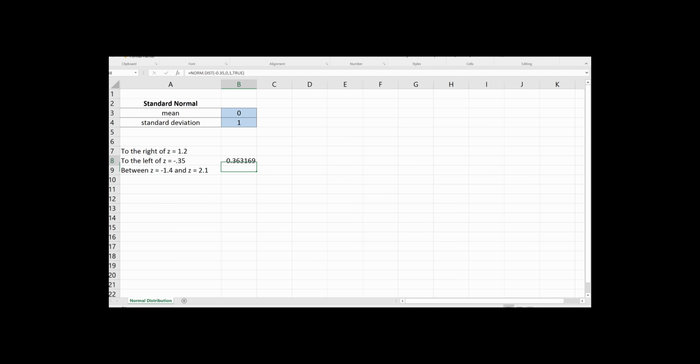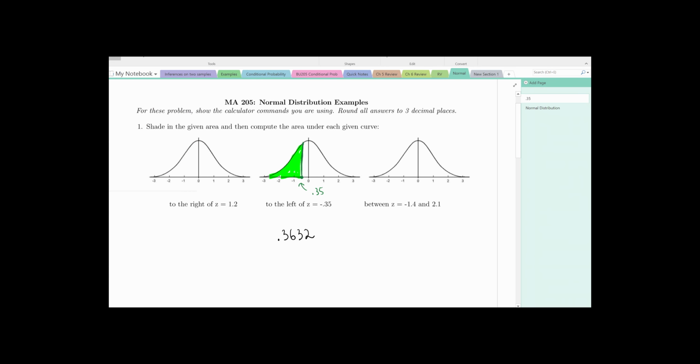But let me go back to this command right here. What is this command doing? It's computing the area under the curve from negative infinity up to this value right here that you highlight, okay? So that's what it's doing, all right? So from negative infinity, from all the way here up to the value that we specify, okay? Let's take a look at the next example.